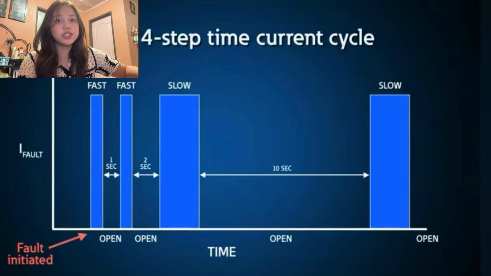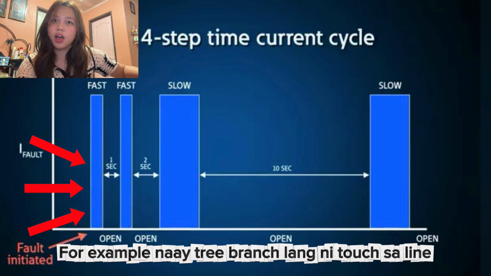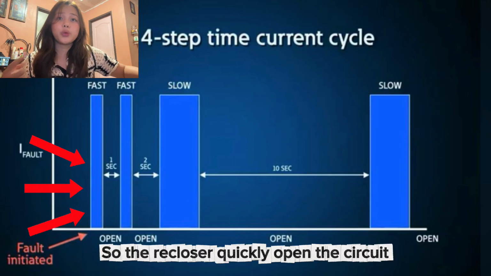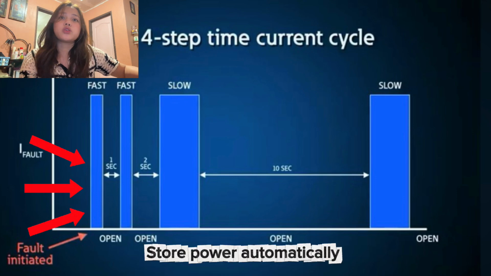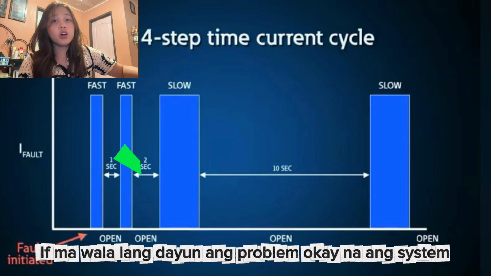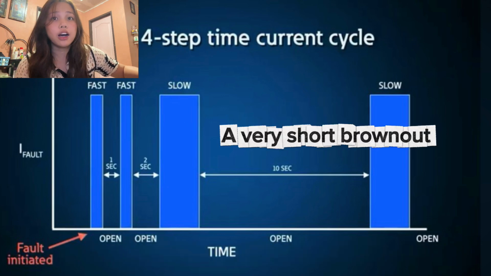Now, let's look at this graph. The first operation are the fast trip. Kay basin temporary ra ang fault, for example, na ay 3 branch lang ni touch a line or the lightning strike ra. So, the recloser quickly opens the circuit, then tries to restore power automatically. If mawala ra dayon ang problem, okay na ang system. And consumer will only experience a very short brownout.